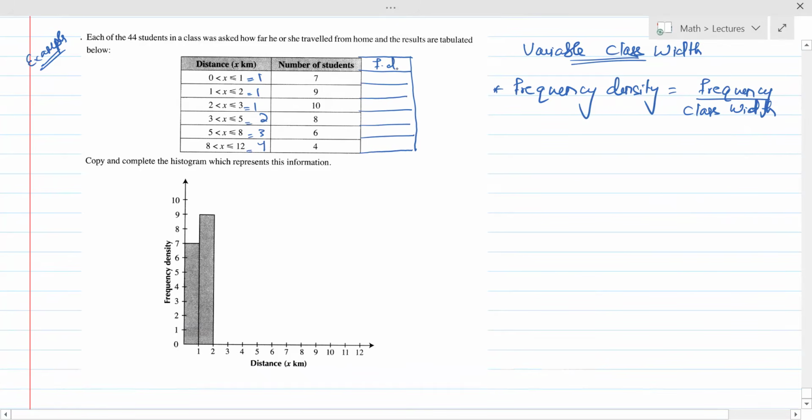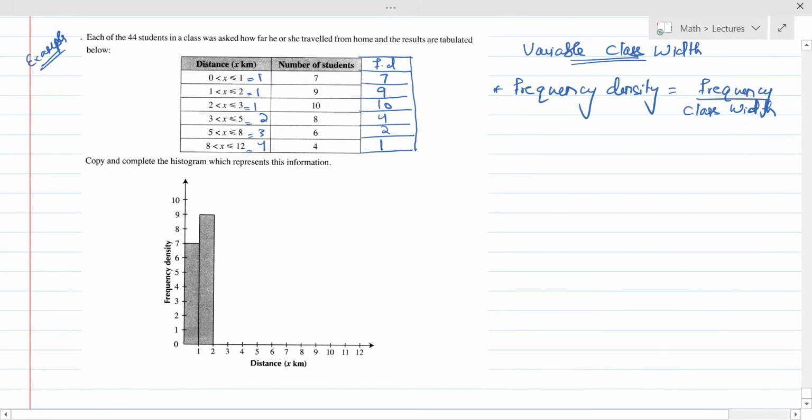So for the very first class it is 7 upon 1, that's a 7. 9 upon 1, that's a 9. 10 upon 1, that's a 10. 8 upon 2, that's a 4. 6 upon 3, it's a 2. 4 upon 4, that's a 1. So we got the frequency densities.